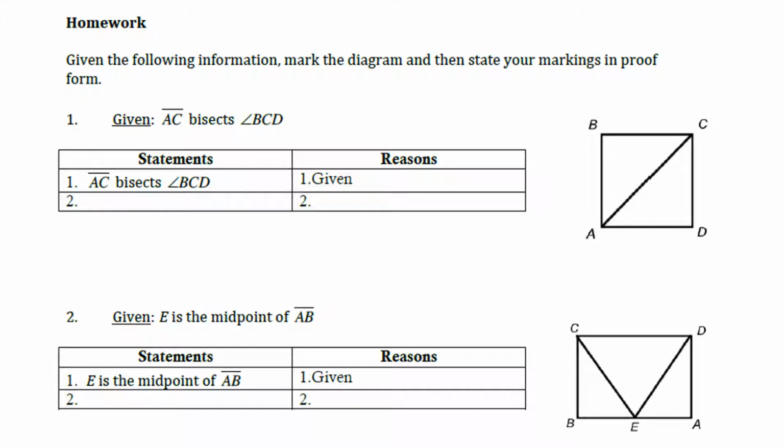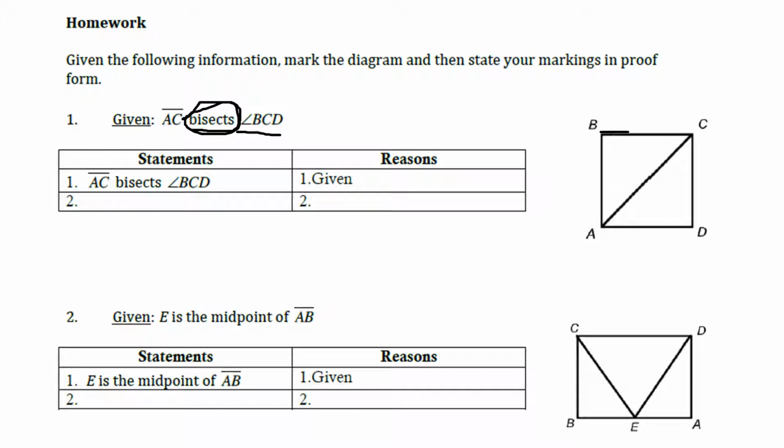So we're looking at Unit 3, Lesson 1, Homework Questions 1 and 2, and I'm assuming you're watching this video because you're stuck. And so what we're going to do is read the first given: AC bisects angle BCD, and we know what this word bisects means. It means to cut something in half. So I'm going to look at what it's cutting in half, and it's cutting angle BCD into two congruent angles.